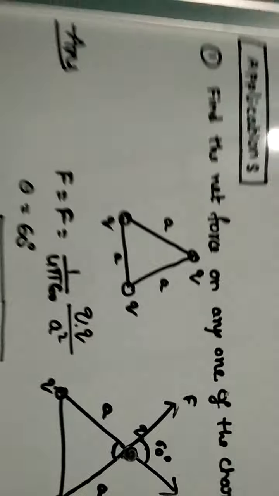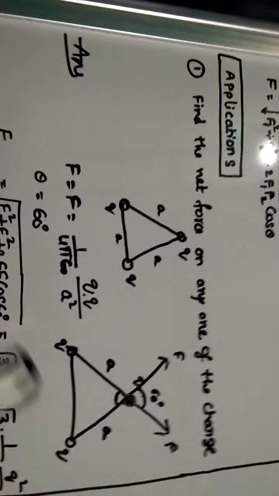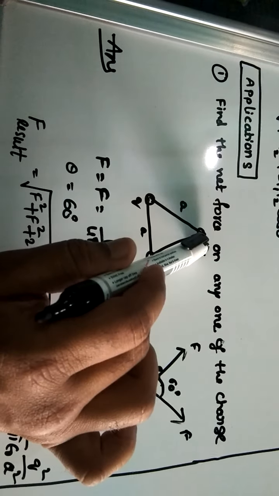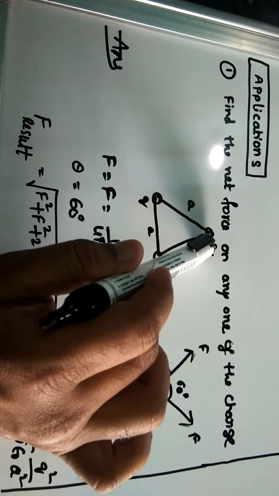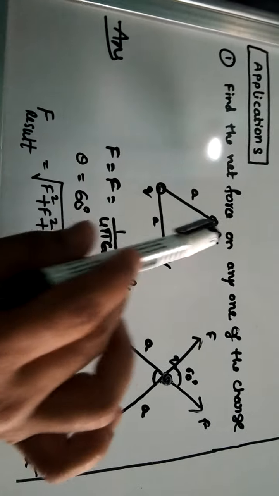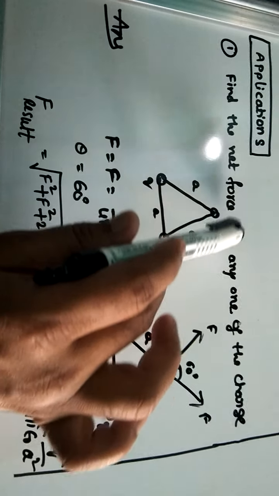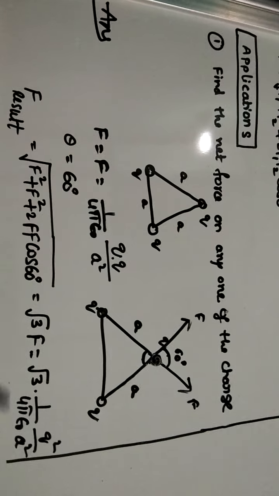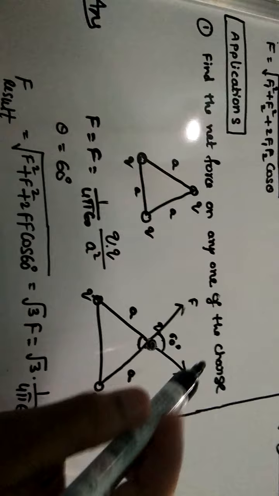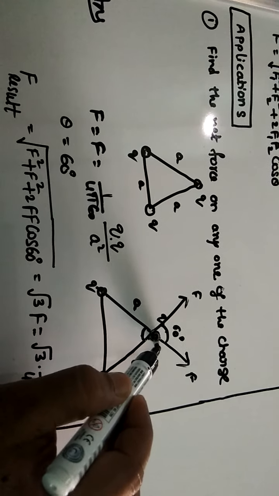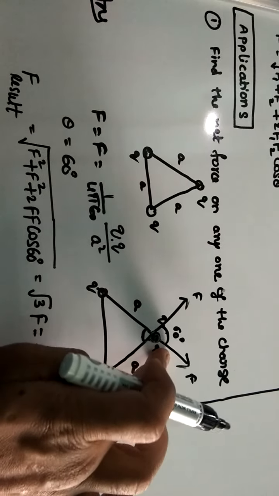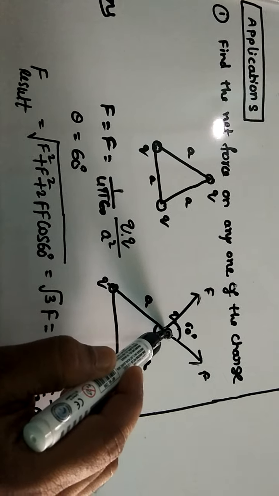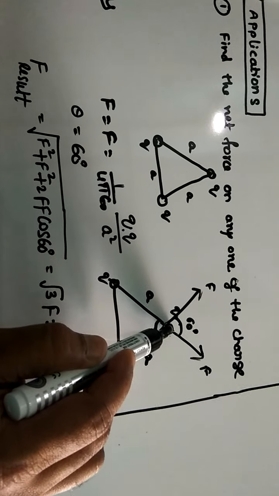Here I am going to show you a numerical application. See, three point charges Q, Q, Q are kept at the three corners of an equilateral triangle of side a. I am asking the question: what is the net force acting on any one of the charges? Any charge you can consider. See, I am considering the charge Q here. So on this charge, who is applying force? Any charge, right? So considering this charge, what is the net force? On this charge, who is giving force?